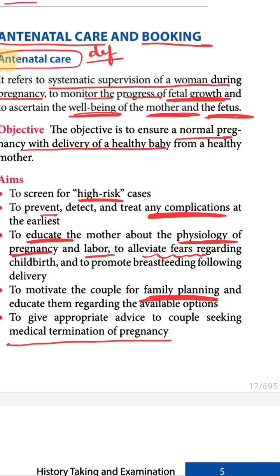So what do you mean by antenatal care? Antenatal care refers to systemic supervision of women mainly to monitor the progress of the fetal growth and to ascertain well-being of the mother and the fetus. So objective is to ensure normal pregnancy with a healthy baby. Aims are to screen for high risk and to prevent, detect and treat any complications, to educate the mother about the physiology of pregnancy and labor in order to alleviate fears, and family planning, medical termination of pregnancy.